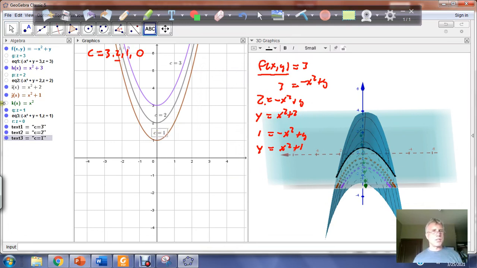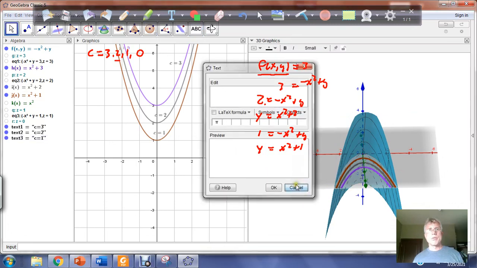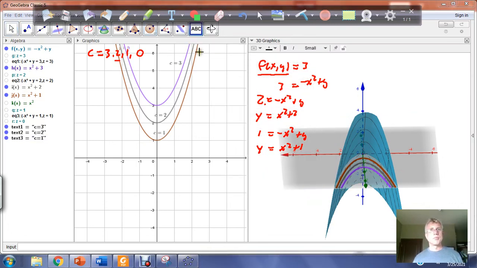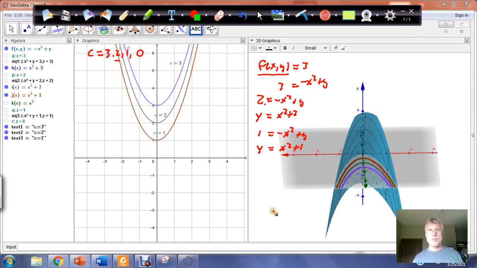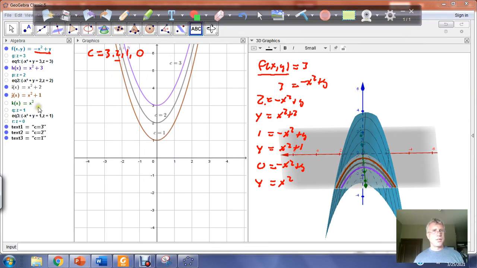And so with 0, it was the same song and dance. So we turn off the plane z equal 1 and the intersections. For z equals 0, it was simply a matter of replacing the function with 0. So instead of f of xy equals negative x squared plus y, it becomes 0 equals negative x squared plus y. We solved it for y. We get y equals x squared, which in the xy plane is just that parabola at the origin.